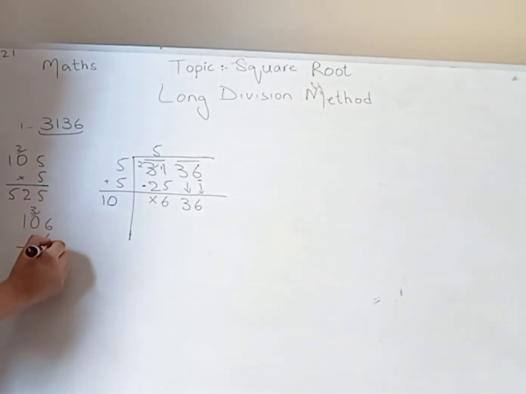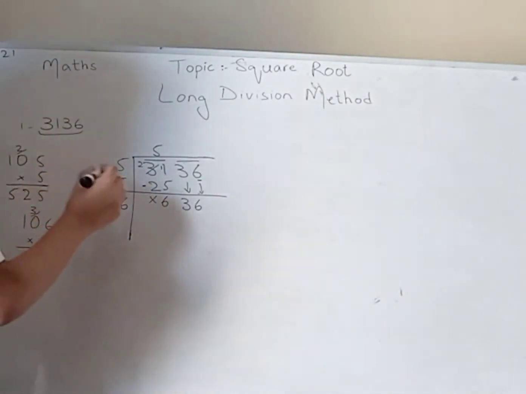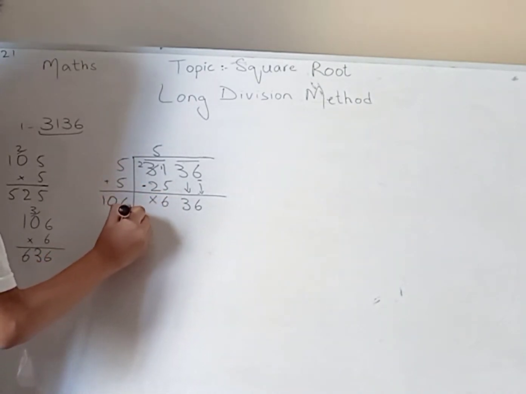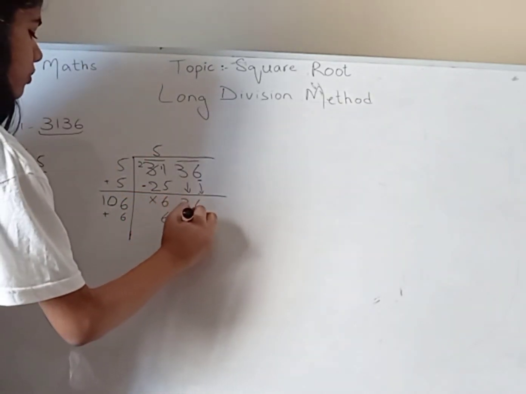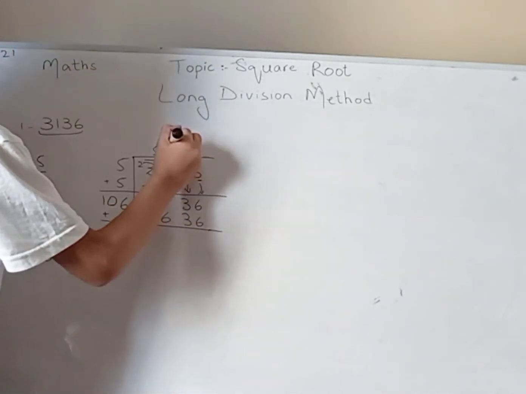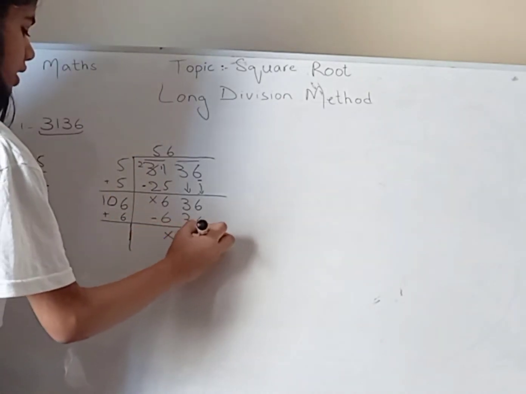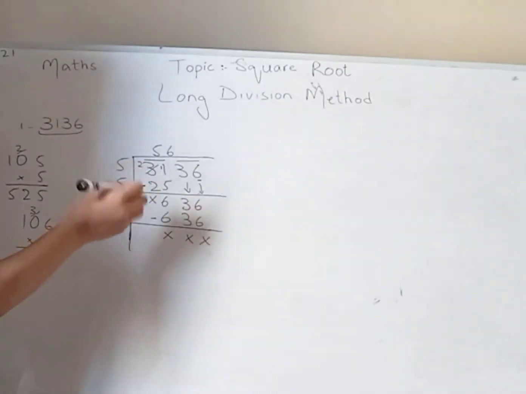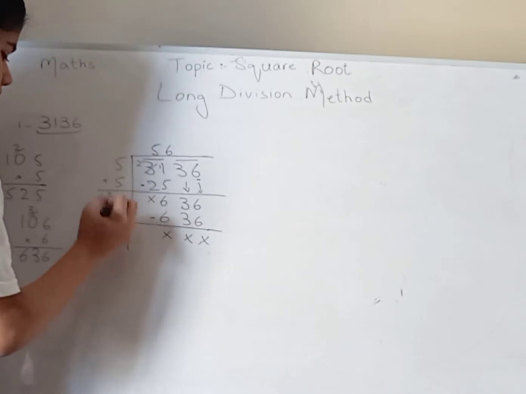So it's 36. 6 times 1 is 6. So we can write this over here. So 10, 6, and with the same rule we have to write it 2 times, 6. We will add these numbers and we'll subtract these numbers. Don't forget to write 6 on the top as well. Nothing is remainder. Remainder is 0.